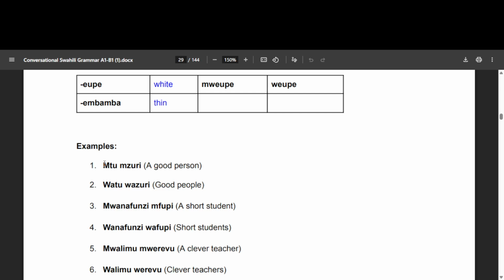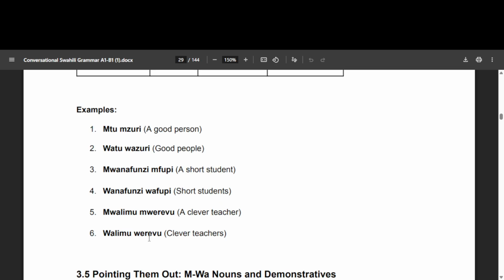More examples. Mtu mzuri, a good person. Watu wazuri, good people. Mwanafunzi mfupi, a short student. Wanafunzi wafupi, short students. Mwalimu mwerevu, a clever teacher. Walimu werevu, clever teachers. Next time you want to describe something, keep in mind this Mu-A class agreement.